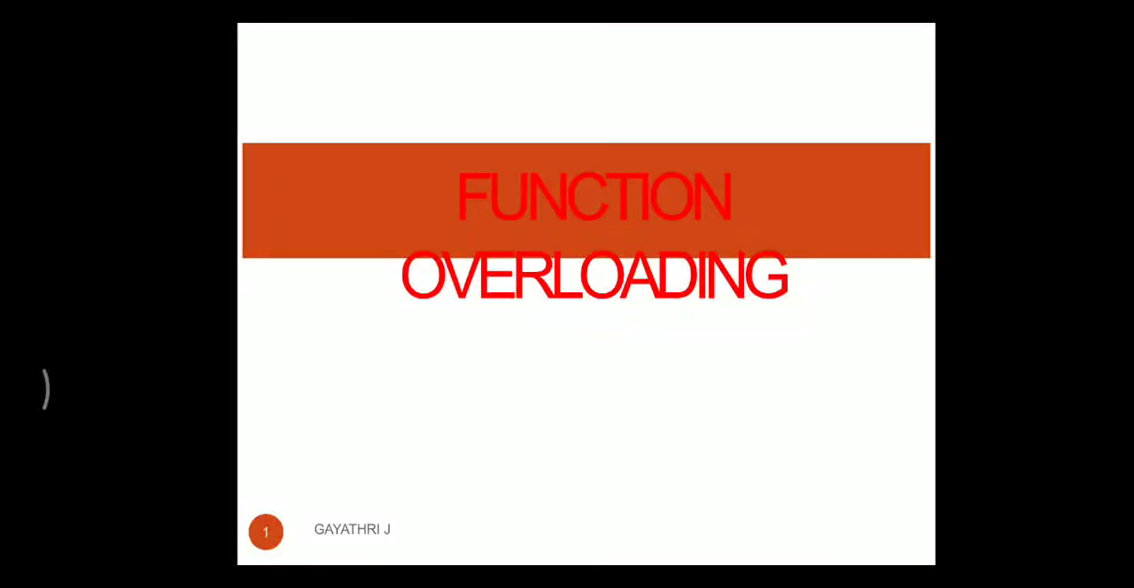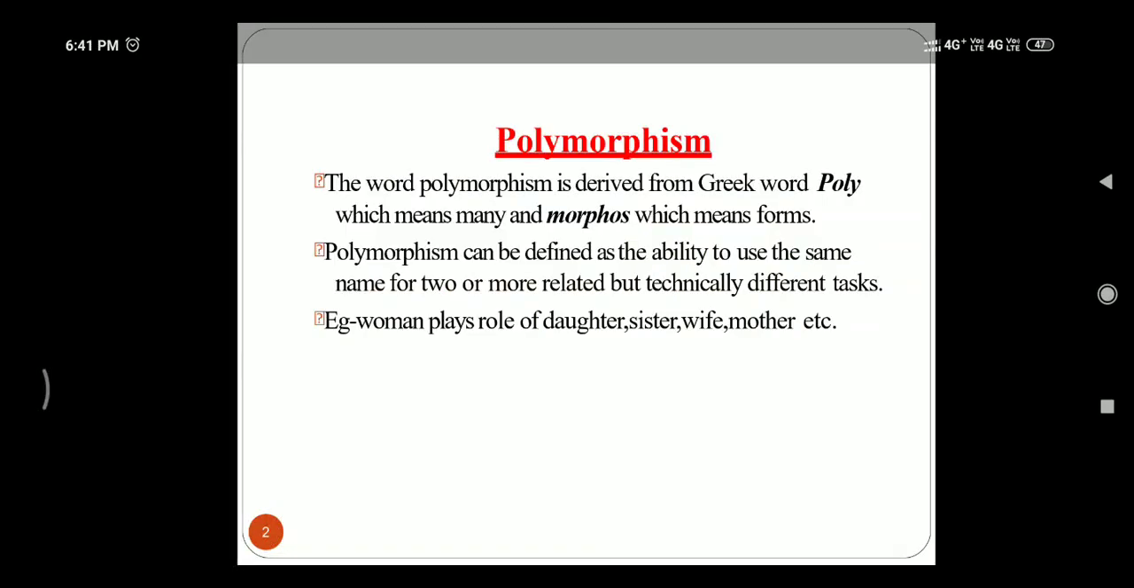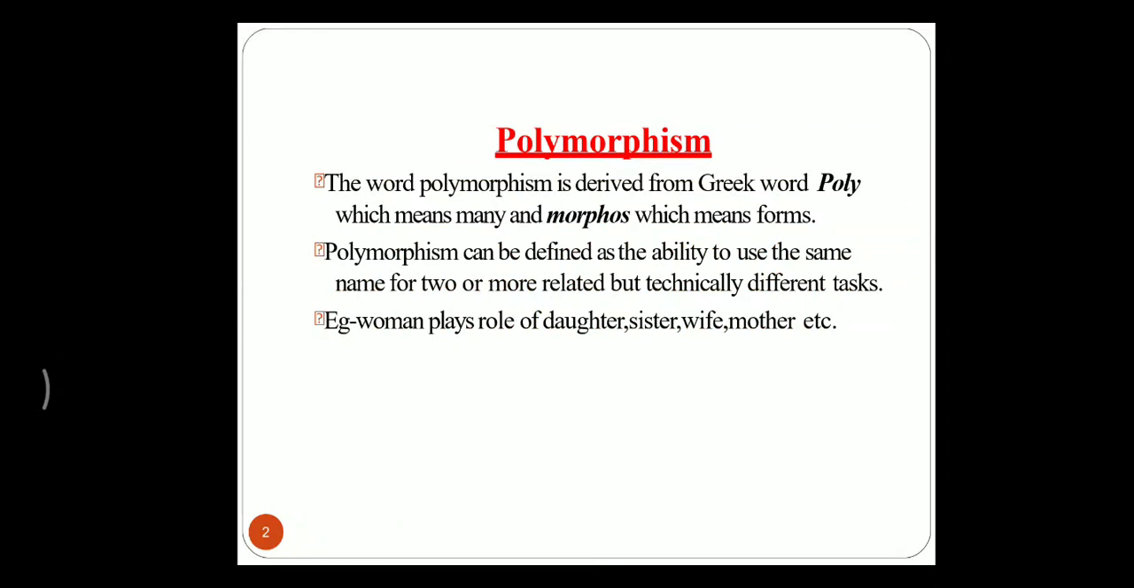Discuss on the topic called function overloading. Here, before getting into function overloading, we need to know the term: what is polymorphism? The word polymorphism is derived from the Greek word poly, which means many, and morphis, which means forms.